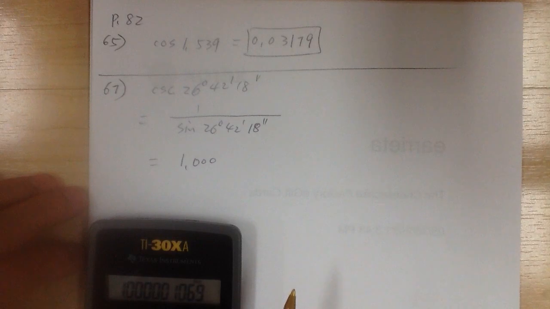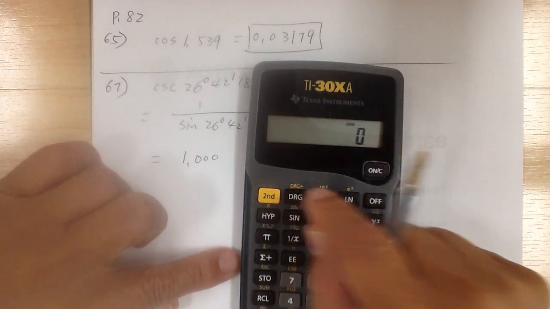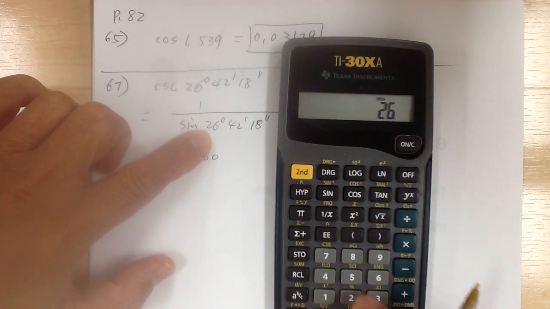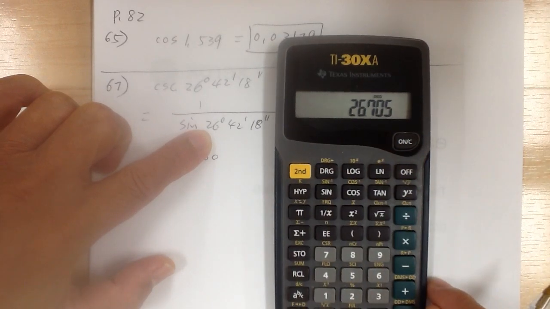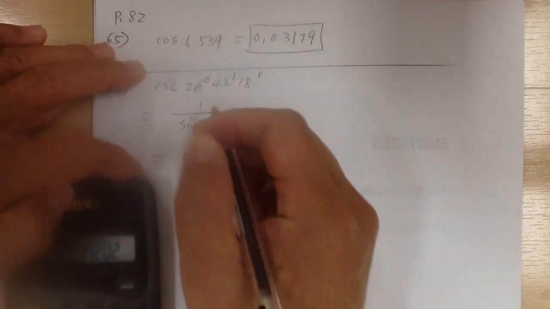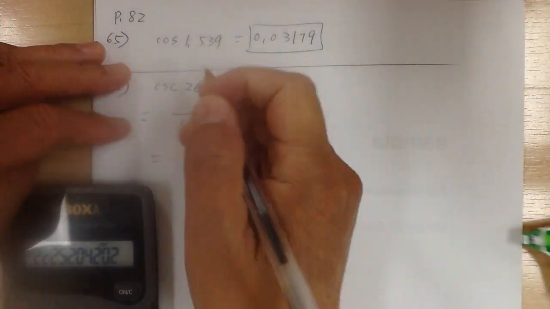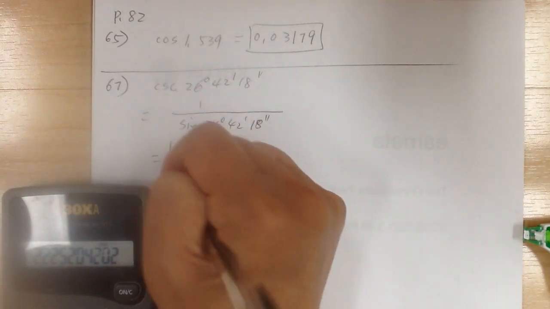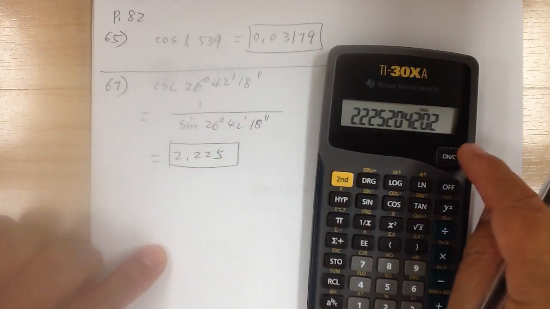Okay, I'm going to double check on these. Oh, I'm in the wrong mode. So be careful, I have to get back on the degree mode. Okay, so start over. 26.4218, convert to decimal degrees, and then take the sine of that, and you have to flip it over. So this is equal to 2.225. So what happened was I forgot to put it in degree mode. I was in the radian mode.